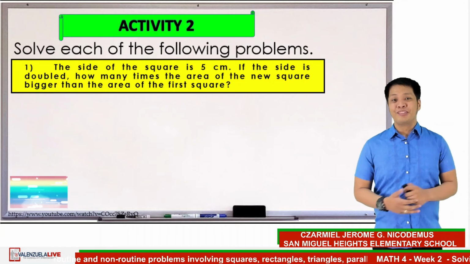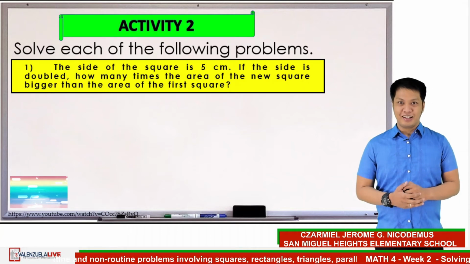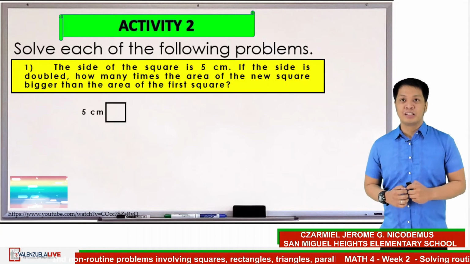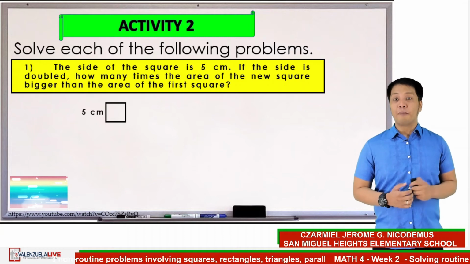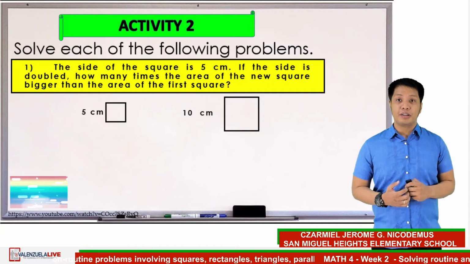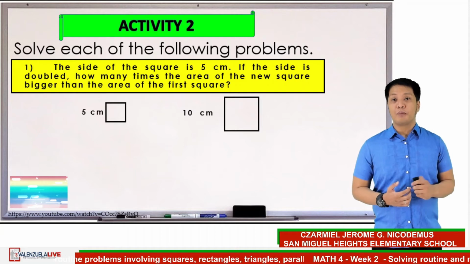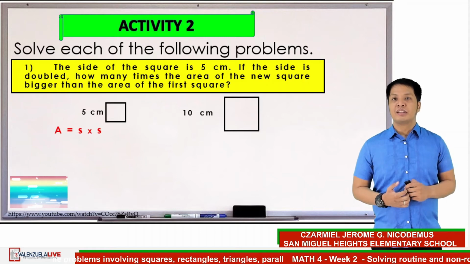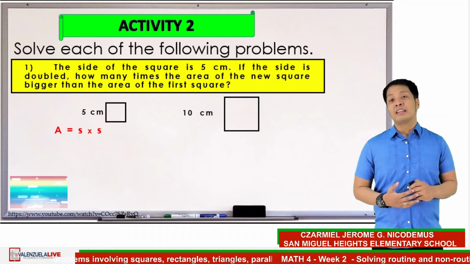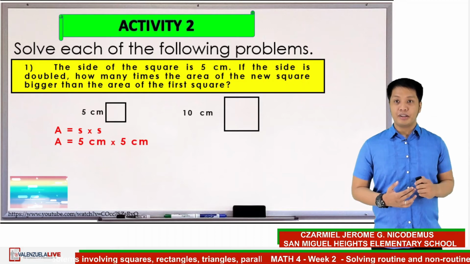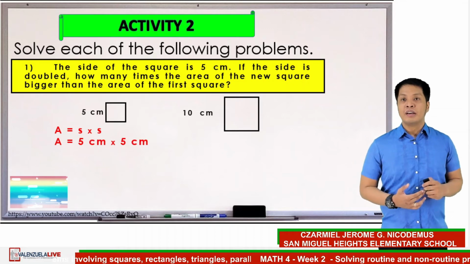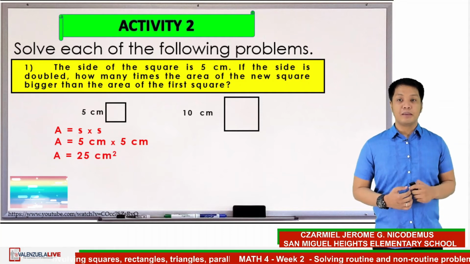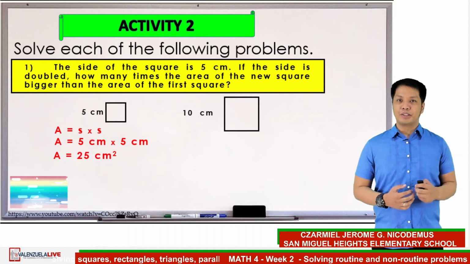Let us solve this problem by drawing an illustration. So let us draw the first square, which has a side of 5 centimeters, and the second square, which has a side of 10 centimeters. So let's find the area of each of the squares. 5 centimeters times 5 centimeters is 25 square centimeters. That is the area of the first square.